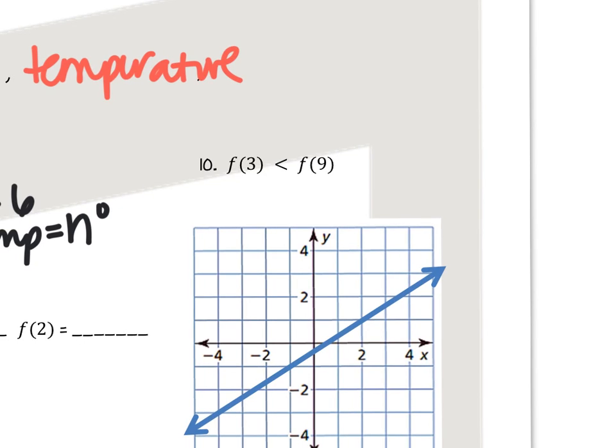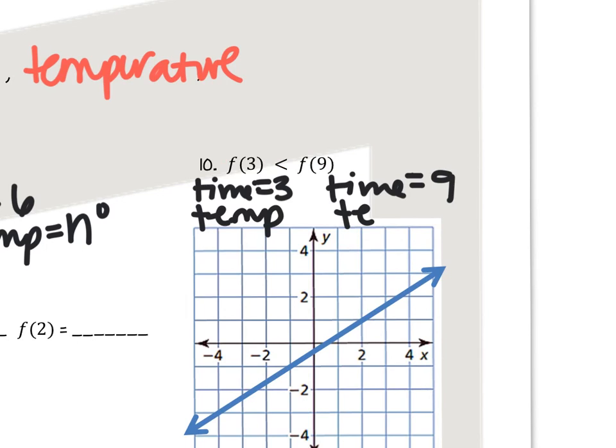Number 10 says f of 3, which means when our time is 3, and f of 9, which means our time is 9. Notice we have a less than sign there. So remember, f of 3 represents our temperature.